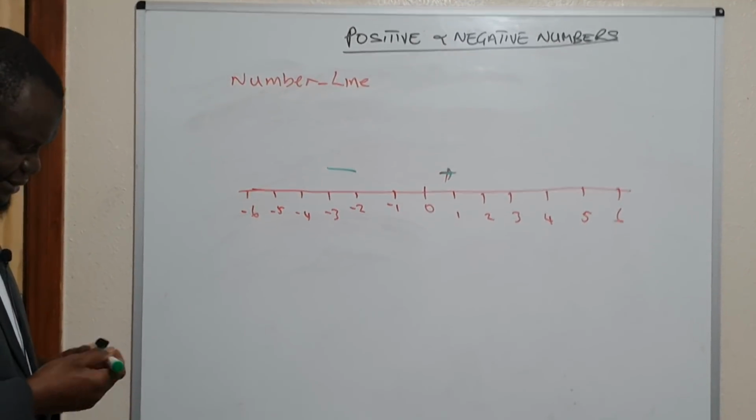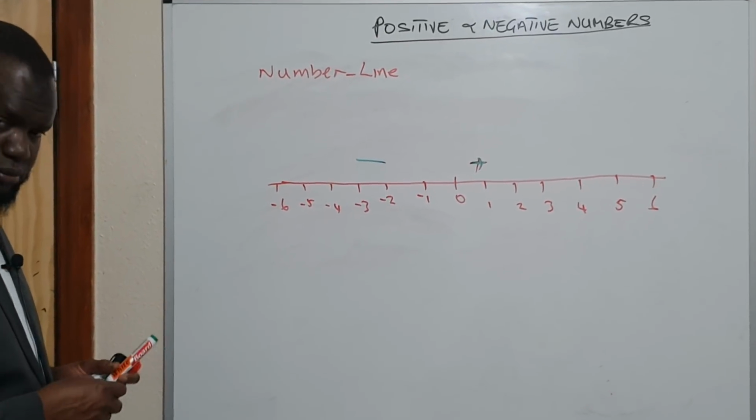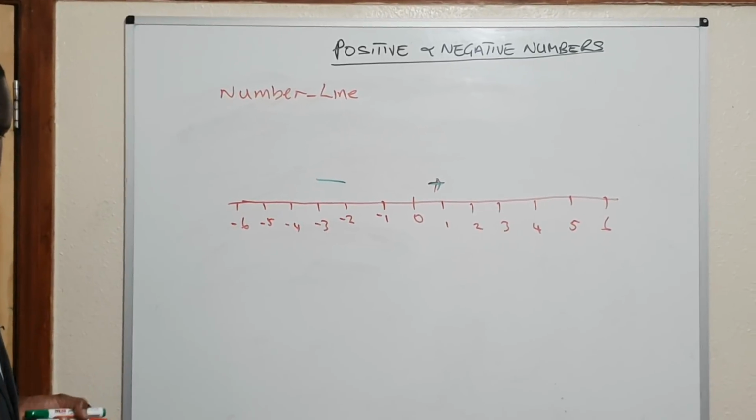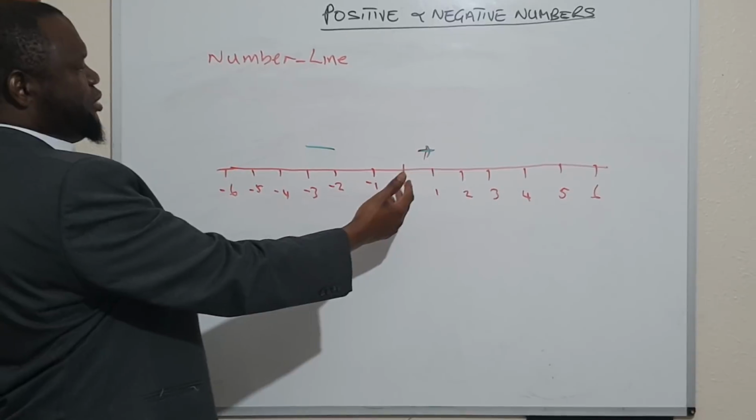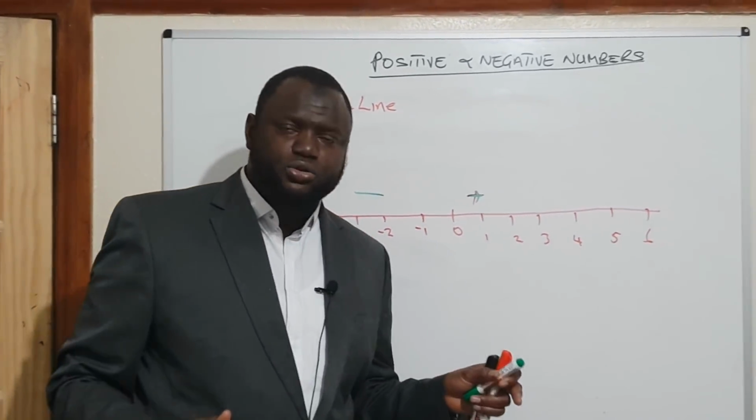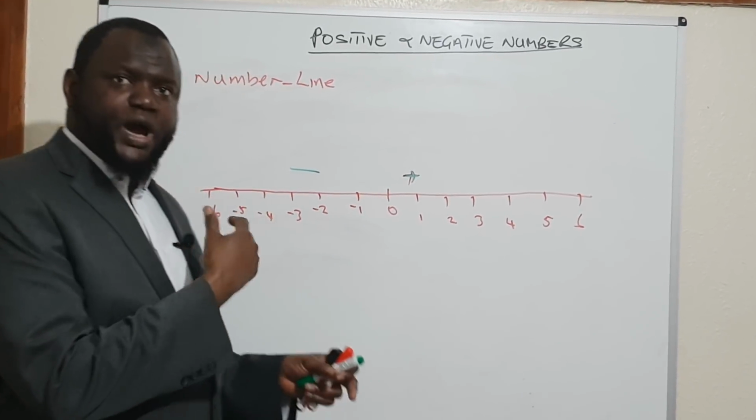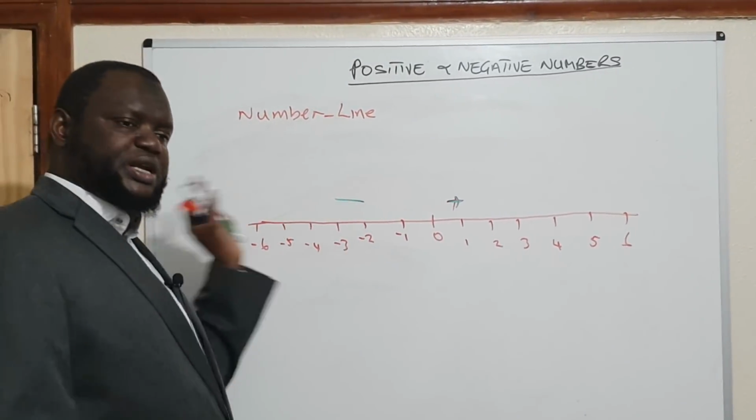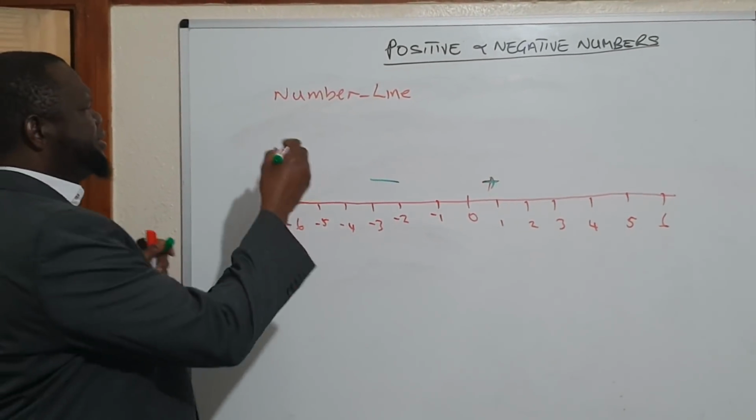So our teacher says, when we are doing this, if you are adding, you move to the right. If you are subtracting, you move to the left. Okay? Simple. So wherever you have something plus, you always move to the right. Something minus, you always move to the left. Okay? Now, let's use this.